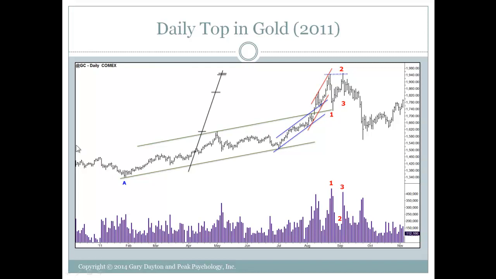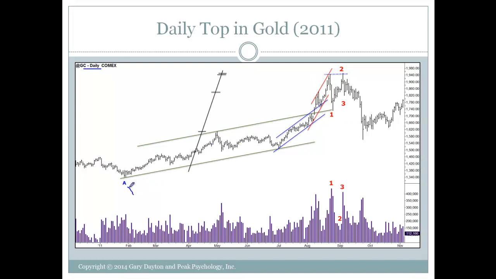Okay, let's look at another market. I said we'd come back to gold because this is another great one to study. And I encourage you to study this stuff and find your own tops in the markets that you trade and your own bottoms in the markets that you trade and see if they don't comport to this kind of thing. So here we are, this is the daily chart now.